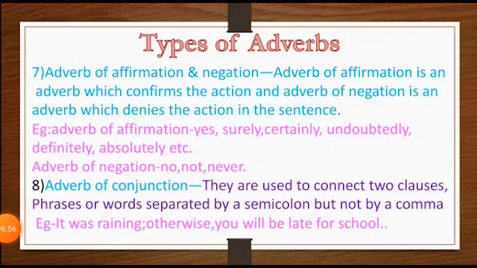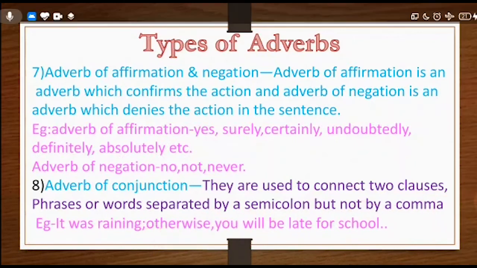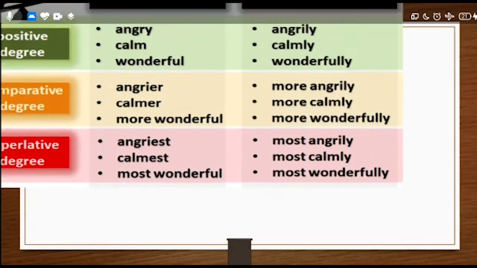Okay? Then what is the other type of adverb? That is the adverb of conjunction. They are used to connect two clauses, phrases, or words separated by a semicolon but not by a comma. Example: it was raining; otherwise you would be late for school. So here otherwise is the adverb of conjunction. Okay, children. So these are the eight types of adverbs that you have learnt.